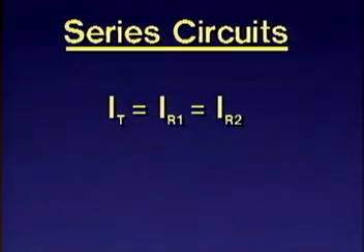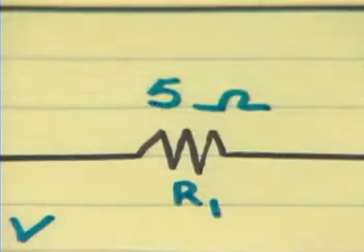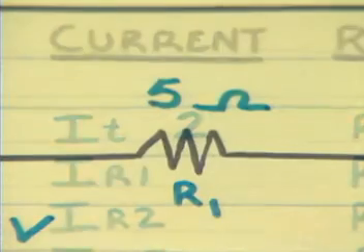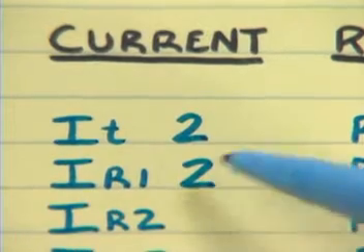In series circuits, the current is the same at every point in the circuit. That is, IT equals IR1 equals IR2. Returning to the simplified version of the circuit, the current flowing through R1 is then 2 amps. Under the column labeled current, record 2 amps for IR1.